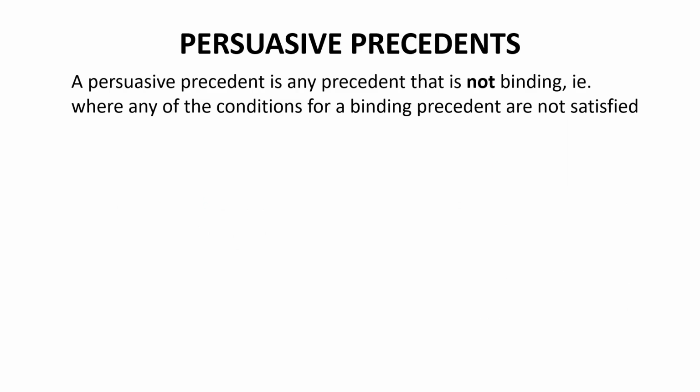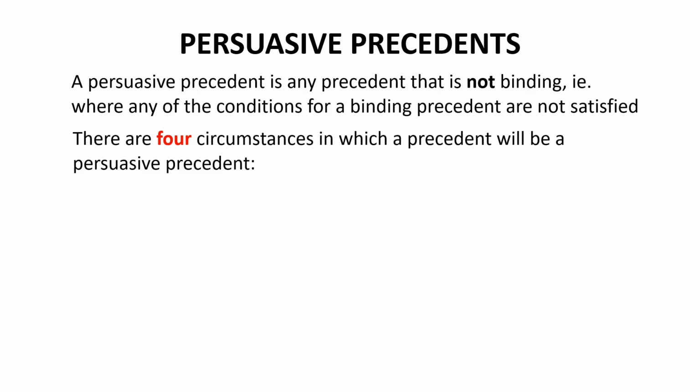In other words, a persuasive precedent is a precedent where any of the conditions for a binding precedent are not satisfied. Applying this logic, there are 4 circumstances in which a precedent will be a persuasive precedent. You must know and be able to describe each of these circumstances. In the next slides, we will look at each of these circumstances in more detail. However, in brief, the 4 circumstances where a precedent may be a persuasive precedent are as follows.